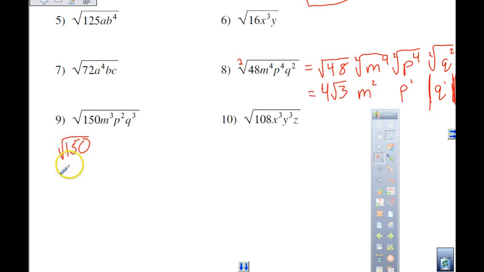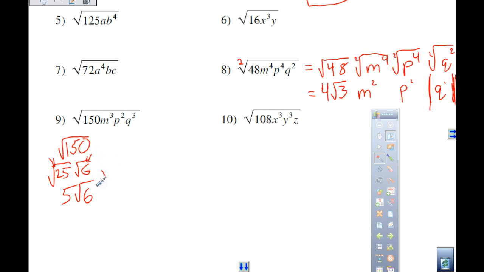What is that? What does that reduce to? What's the biggest square root that goes into 150? 25 and 6. So this is 5 root 6. And then make up 2 square roots. Just like here I've made up a square root of a perfect square and a square root of a non-perfect square.